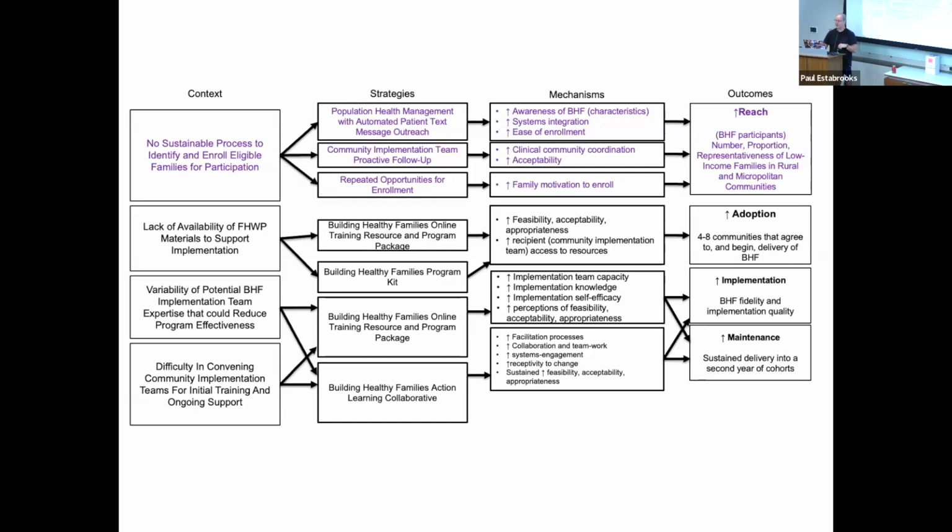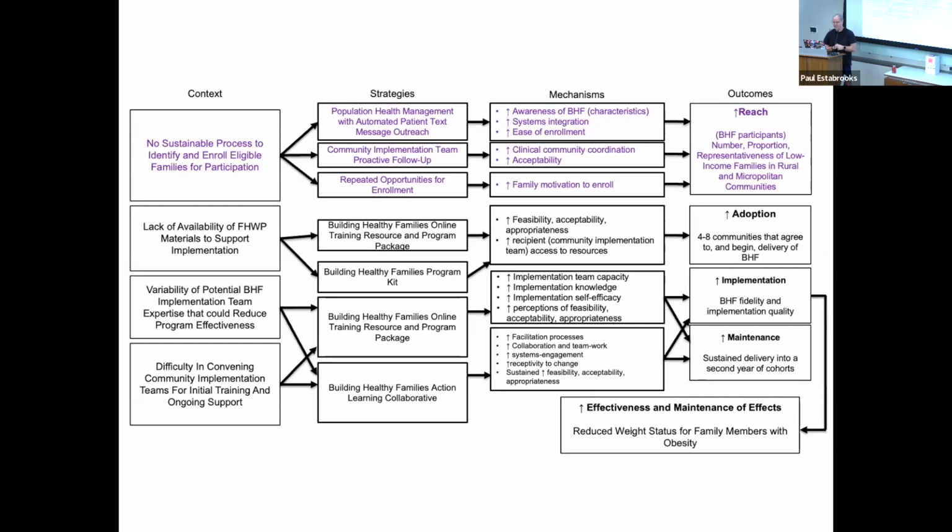And in case anybody was wondering where the individual level RE-AIM outcomes from our logic model fall in, you can create logic models that would have had Building Healthy Families right in this as one of the areas too, and we can look at mechanisms there. For us, we talk about effectiveness and maintained effect for the families as a function of high implementation quality. If communities are implementing this with high quality, we believe that effectiveness and maintenance for the families will follow.